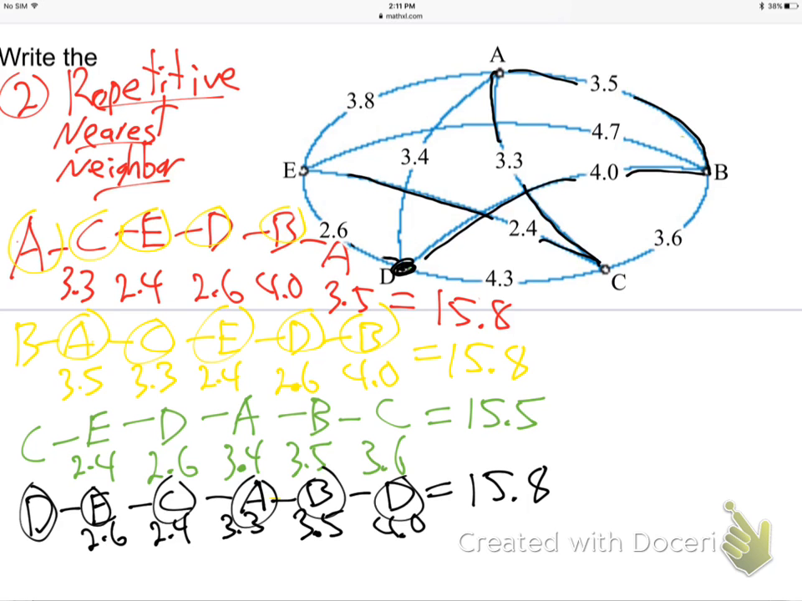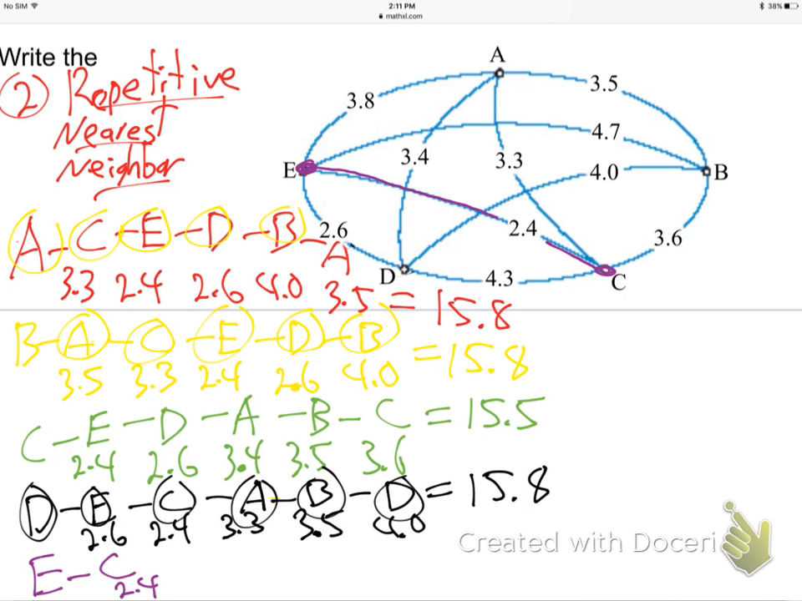We good to there? One more. We're almost done with this one. Start at E. Last one. Starting at E. What's my nearest neighbor? From E. C. Oh yeah, I was going to do D. Yeah, it's C, huh? Yeah, good. C.